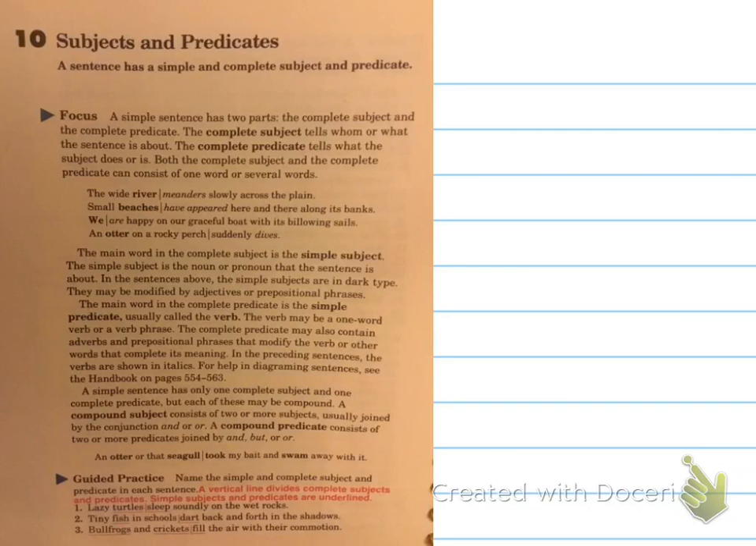Okay, today we're going to talk about subjects and predicates. I would also think of this as nouns and verbs. Every sentence has to have a subject and a predicate. Okay, so right here it's saying a sentence has a simple and complete subject and predicate.